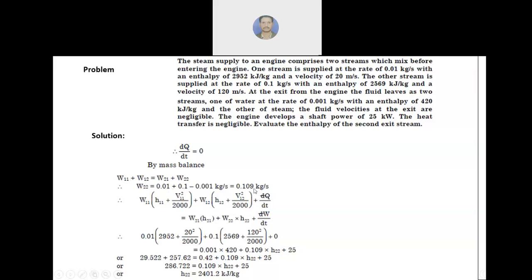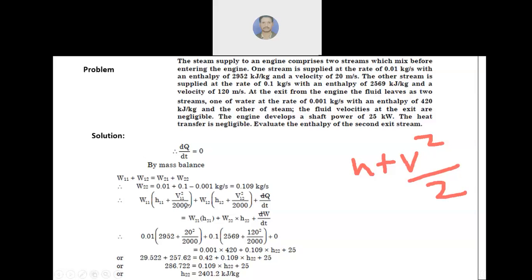Now note, write down. You will get the flow rate of the second stream at the exit. This is coming this much. Now you are given enthalpy and velocity, so neglect other things. So mass flow rate into enthalpy plus V square by 2000. Now how has this come? Good question. I told you the formula. What was the formula? H plus C square, or you can take velocity V, by 2. Now why here 2000?